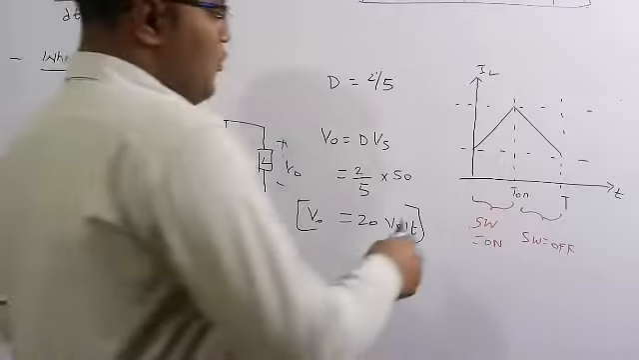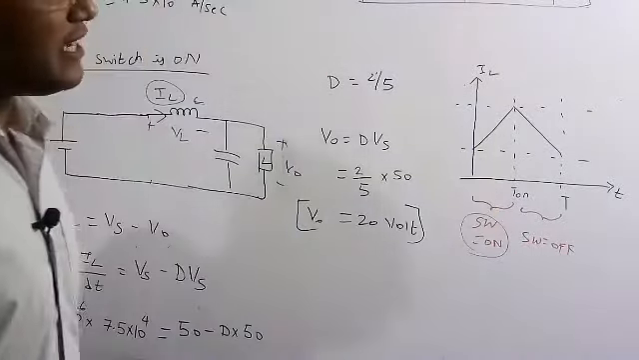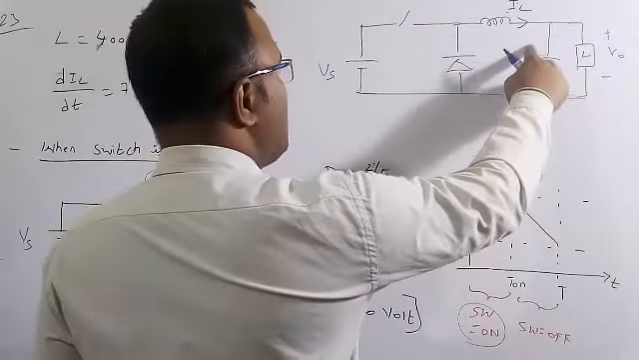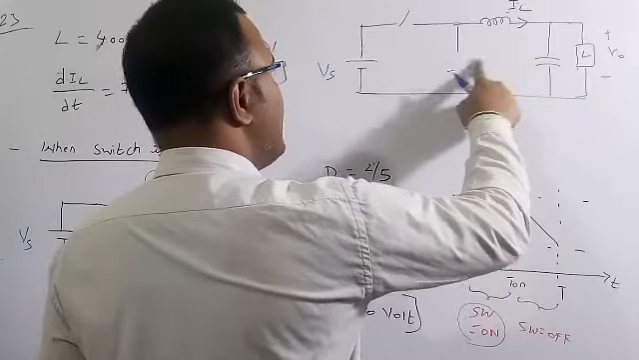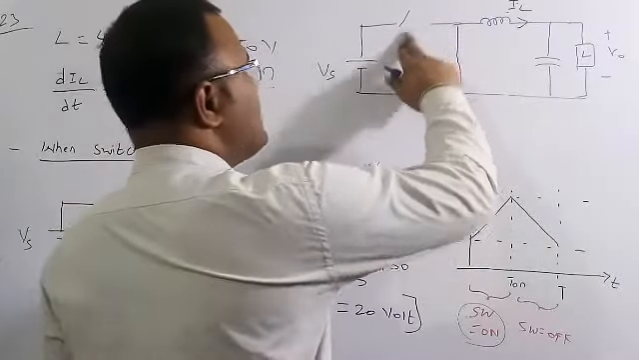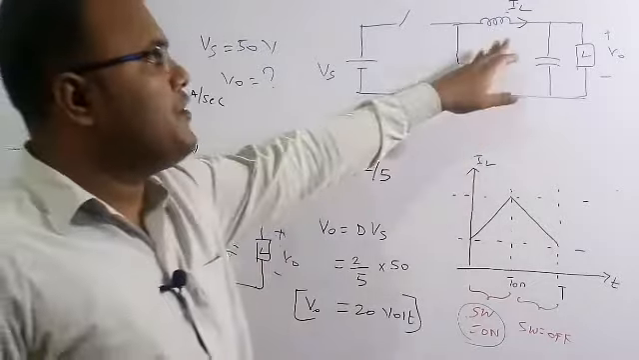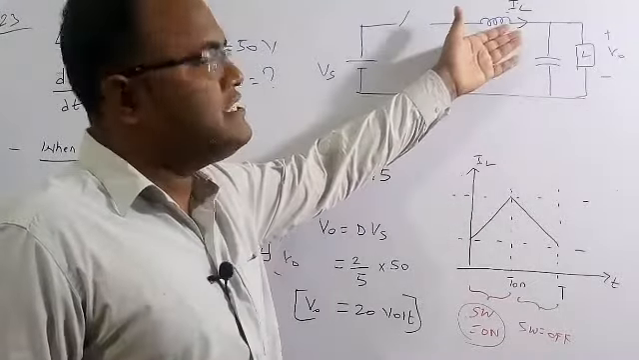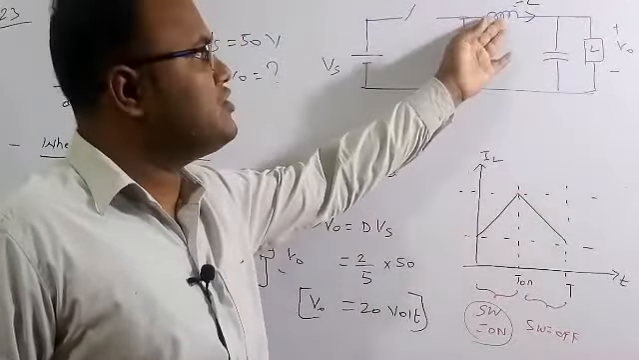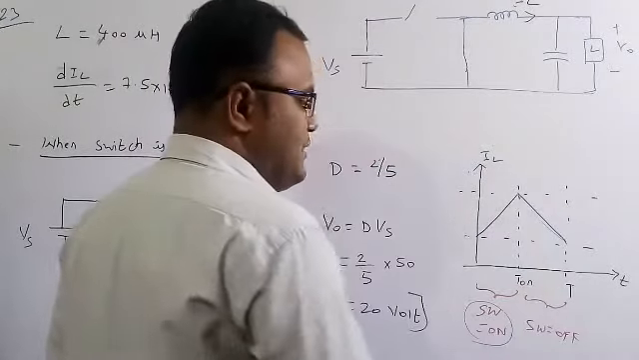So see here, whenever the switch is on, the current in the inductor goes on increasing, which means the inductor is in charging condition. But when the switch is off, or open, the diode is going to conduct. Whenever the diode conducts, the inductor delivers whatever energy it has to the load. The energy in the inductor goes on decreasing, so the current also decays whenever the switch is off.